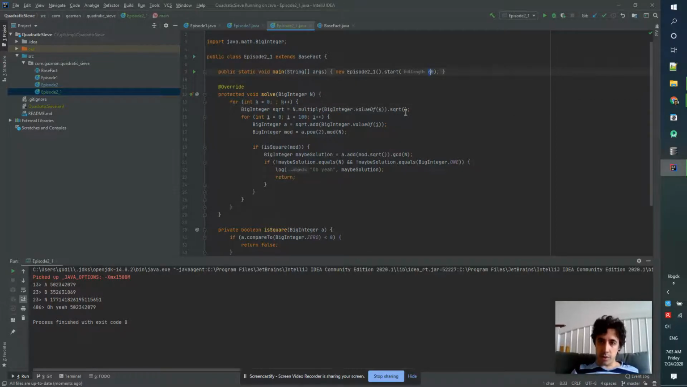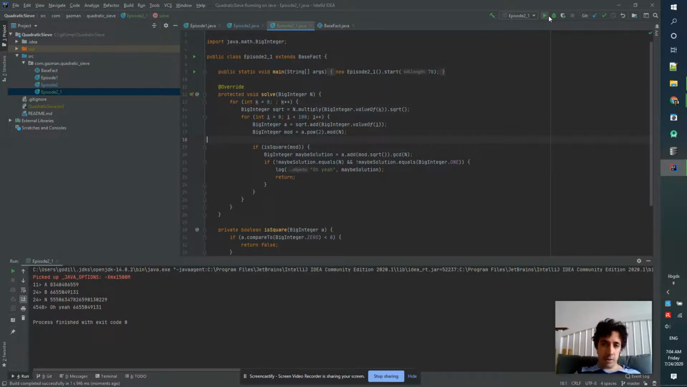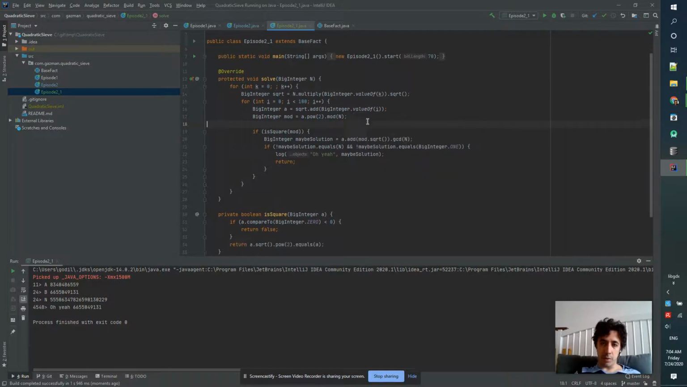Now let's try to scale up. Let's go to 65. 2 seconds. 70. 4.5 seconds. So this is awesome. Now we can go to 70 bits, which is a more meaningful improvement.